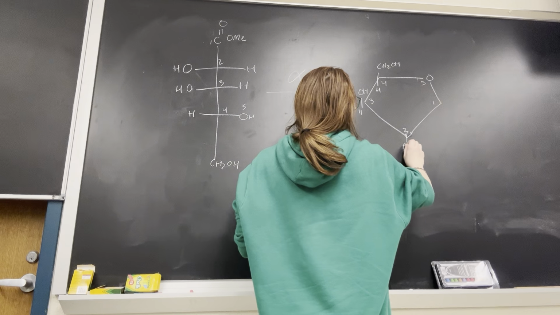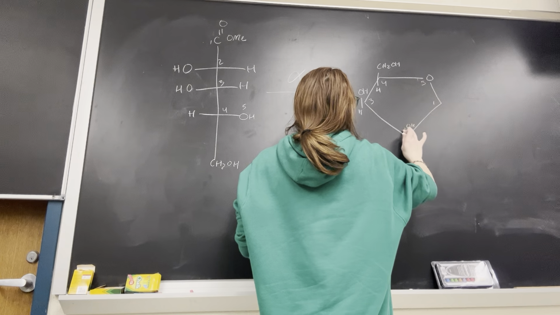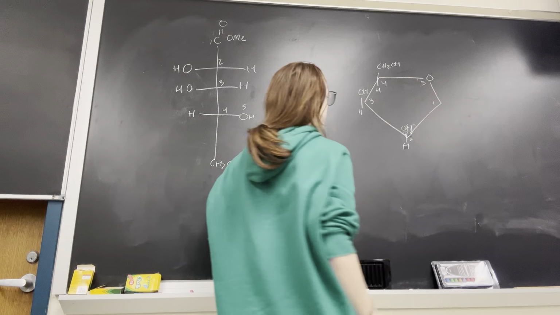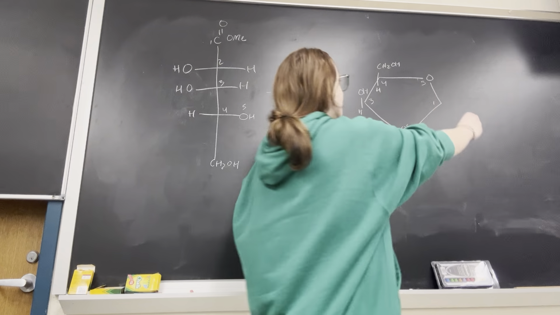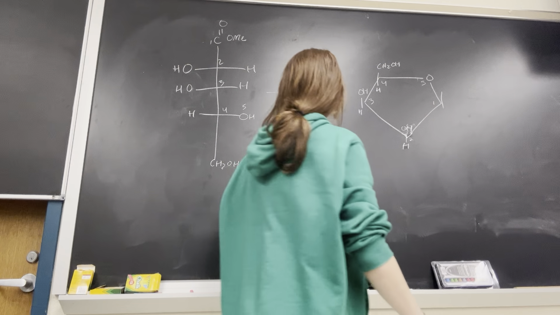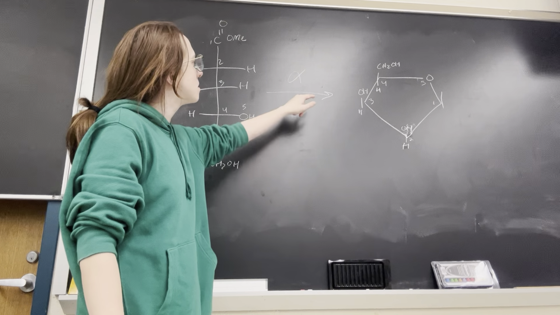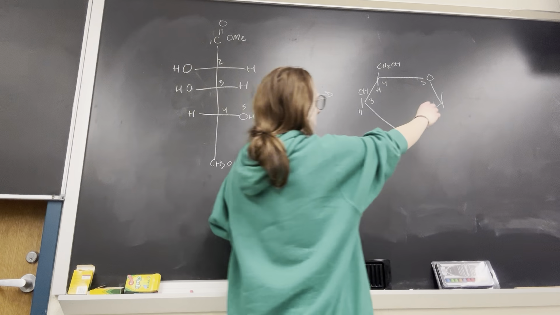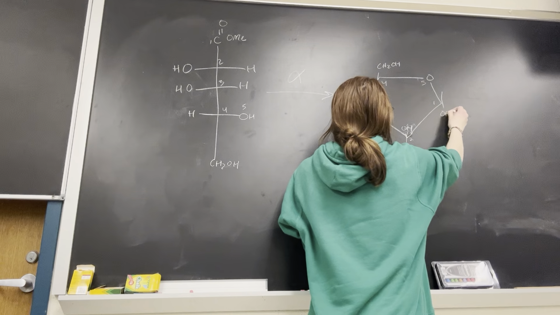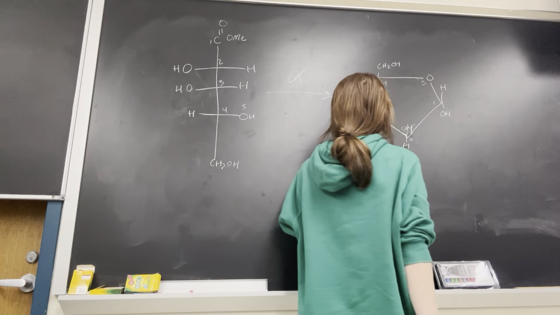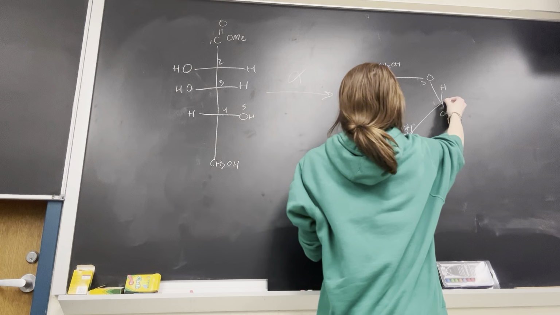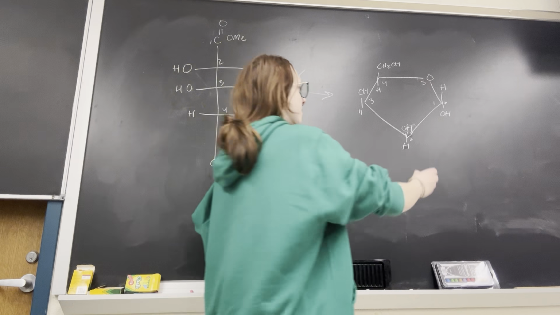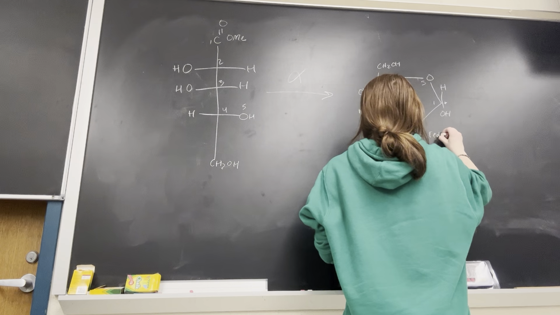Let me get rid of the 2 so you can see it better. And then since it is alpha, we are going to make it trans to the CH2OH. So it will be down. And I'll just start again. And the sugar is a reducing sugar.